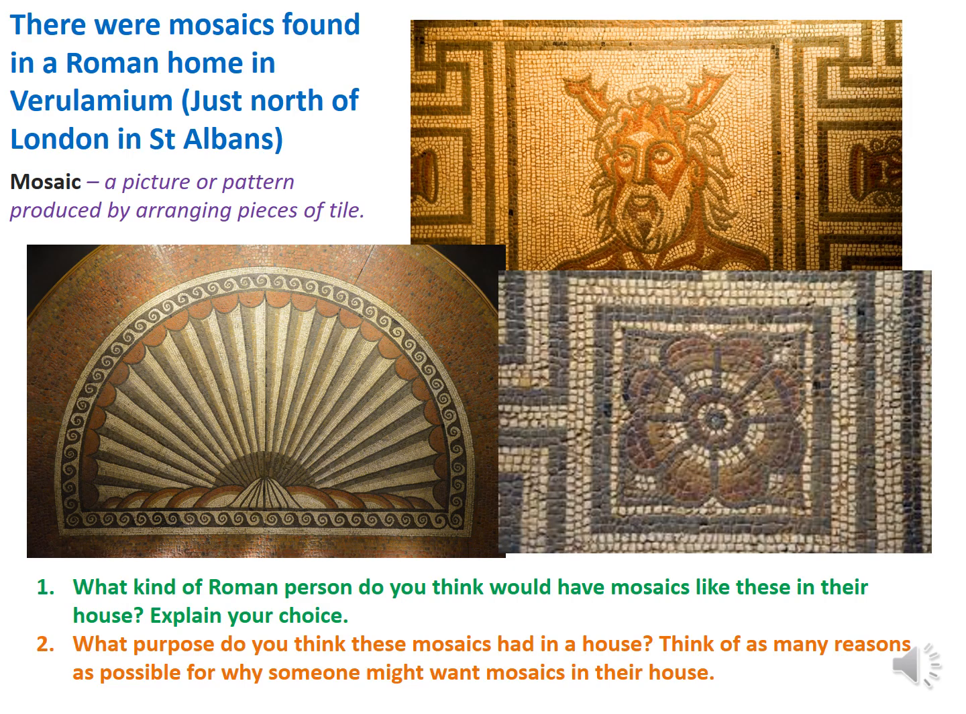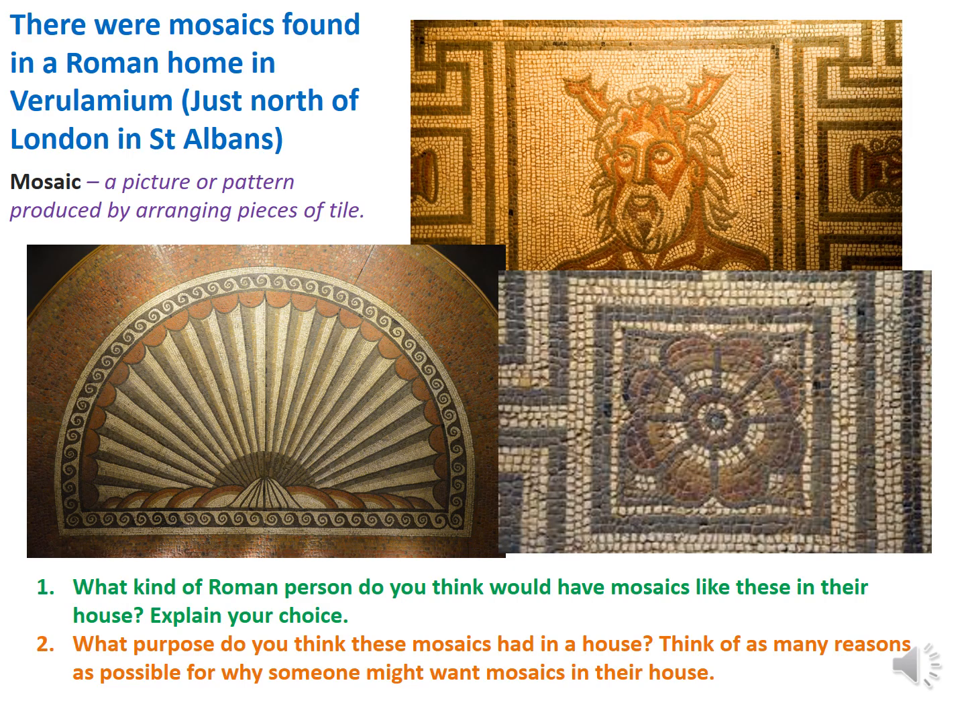Now what you're looking at here are three pictures of mosaics, and they were found in a Roman home in Verulamium, just north of London in St Albans. Now, a mosaic is a pattern or picture produced by arranging pieces of tile that tessellate next to one another.